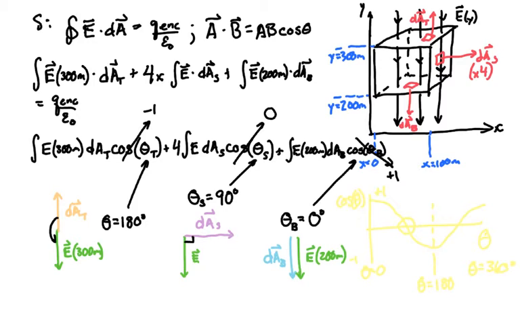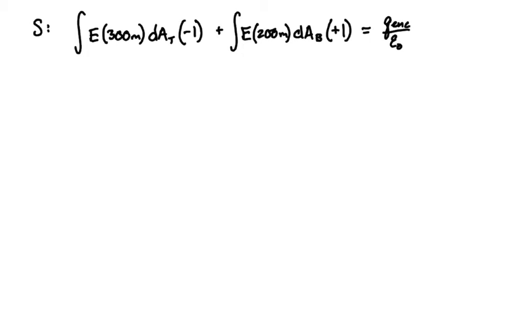But we don't have a uniform electric field. The electric field at the top is different from the bottom. So let's go to the next slide. All right, so here's what we're left with. We have the integral of our electric field at 300 meters through the area of our top surface. And we have to multiply that times -1 because the angle between our vectors is 180 degrees.